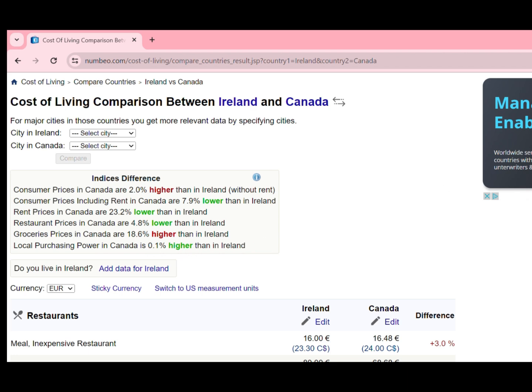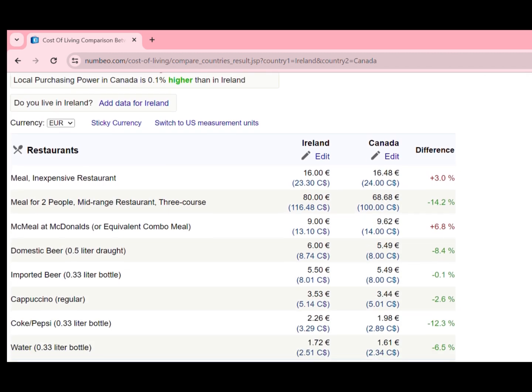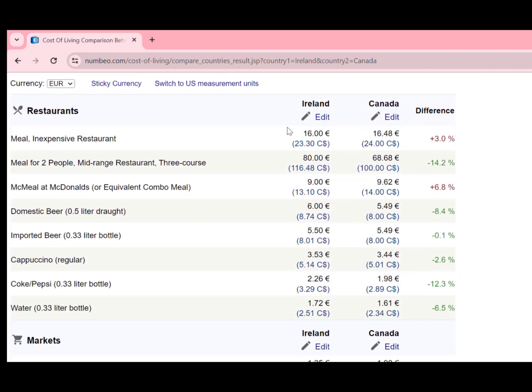Okay, so guys, that's it. Let's just look at some of the things here. So when it comes to meal inexpensive restaurants, you can see the prices.